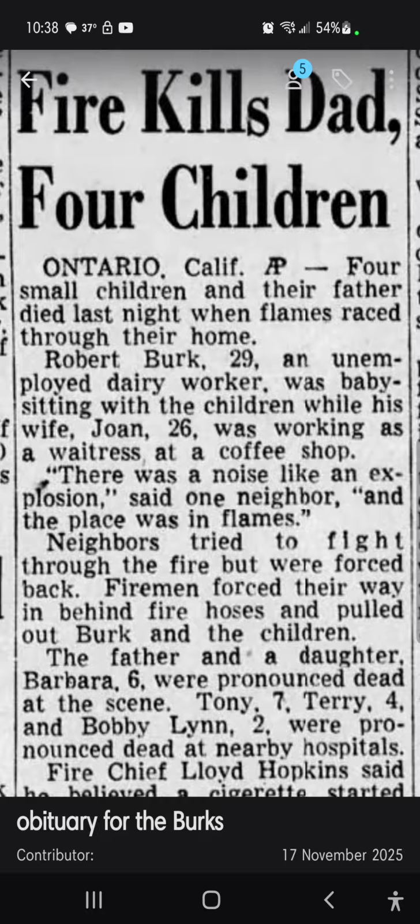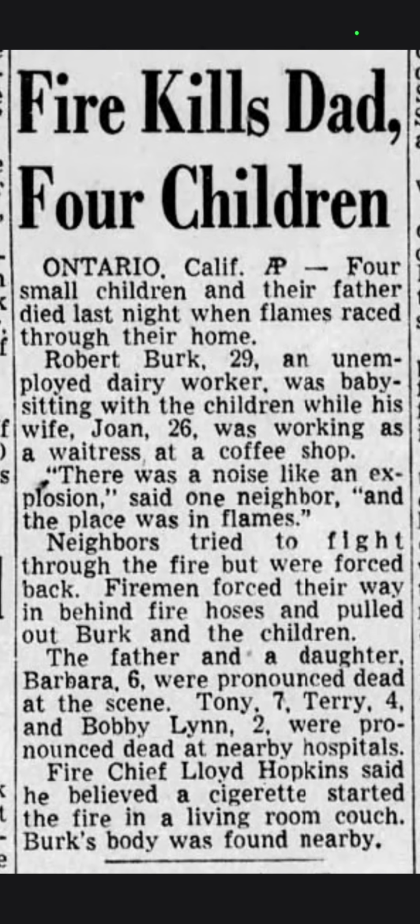There was a noise like an explosion, said one neighbor, and the place was in flames. Neighbors tried to fight through the fire but were forced back. Firemen forced their way in behind fire hoses and pulled out Burke and the children. The father and a daughter, Barbara, were pronounced dead at the scene.